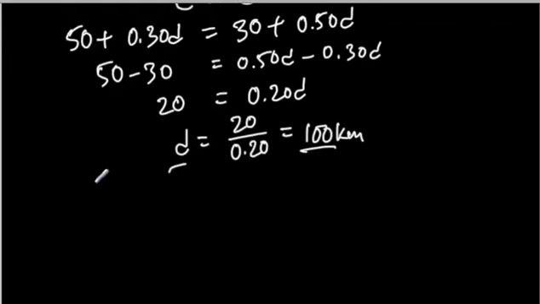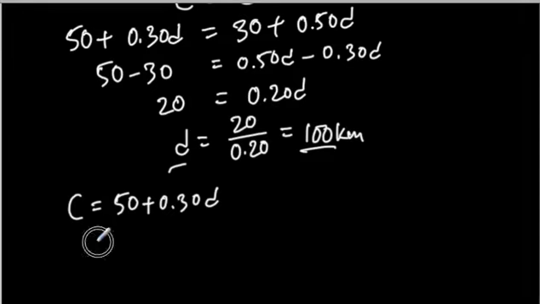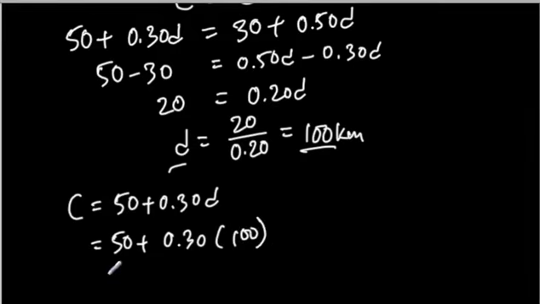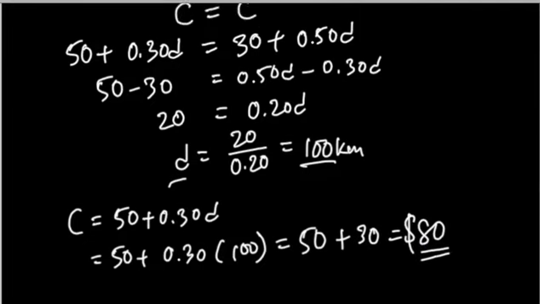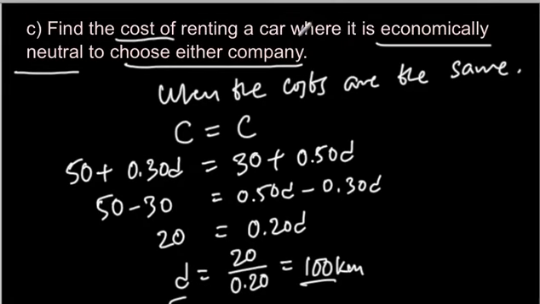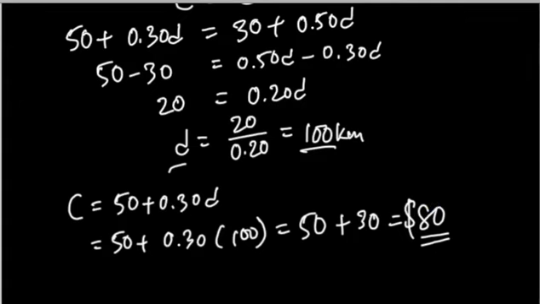So let's say I choose the Alpha car rental company, so that was 50 up front plus 0.30D. If I plug in D, which is 100, it's 50 plus 0.30 times 100. 0.3 times 100 is 30, and 50 plus 30 is 80. So $80 is the cost where, if I'm willing to spend only 80 bucks, it doesn't matter which company I go with, because I can drive the same distance and pay the same amount of money. All right, so I hope that question made sense.